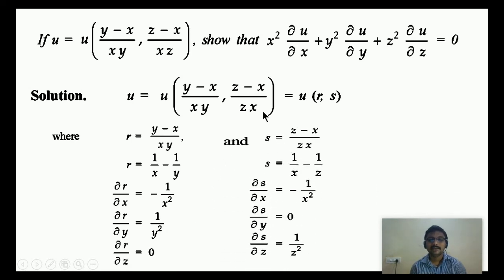And s is (z minus x)/zx. Now splitting the fraction, we will have z by zx is 1 by x, minus x by zx is 1 by z. Now this is differentiated partially with respect to x, y, z, so we will have the expressions like this. While differentiating partially with respect to one variable, the other variables are treated as constant.